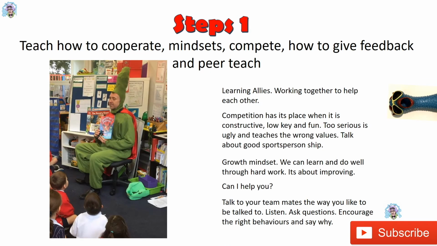Step 1. I teach them how to cooperate, what a growth mindset is and how they can implement it in the class, also how to compete between each other, how to give feedback, and peer teach. So I really start off by setting up in the students' minds that they are learning allies. They're there to support each other and help each other to learn the most.